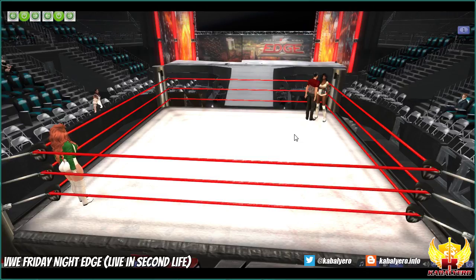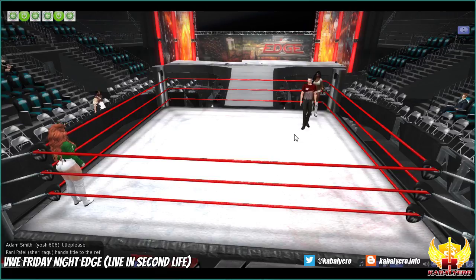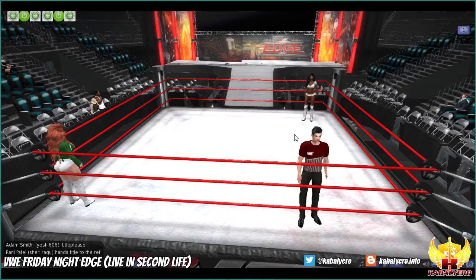And there you go. She took off her dress and she's ready to fight. She's still wearing the title belt. Obviously she'll also take that off. And now Adam Smith is checking her out. Of course, not in a sexual way, in a professional way. He is obviously a professional wrestling referee. And the match is about to start.